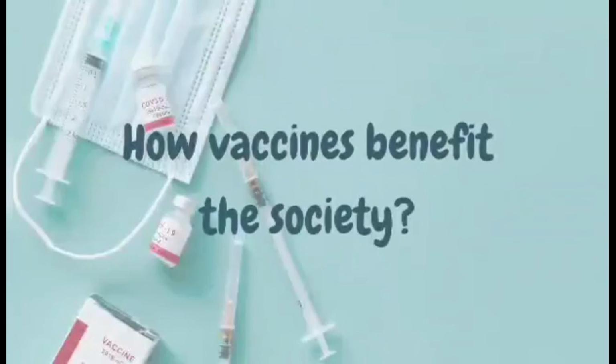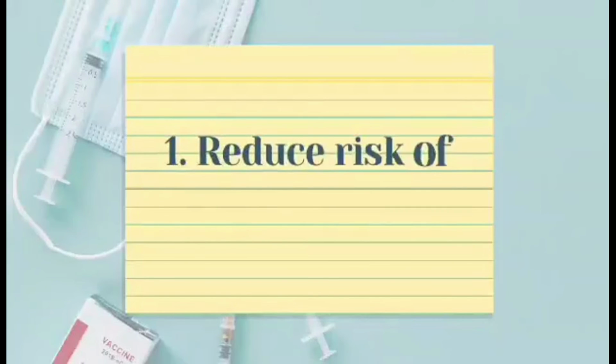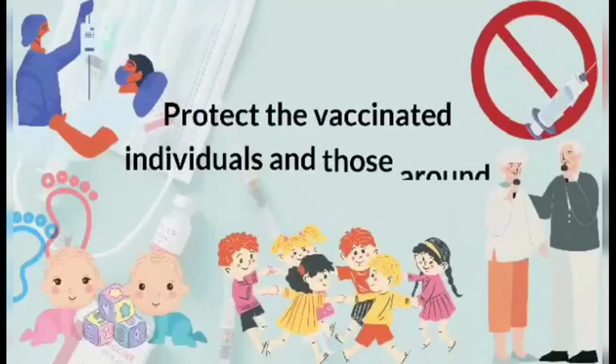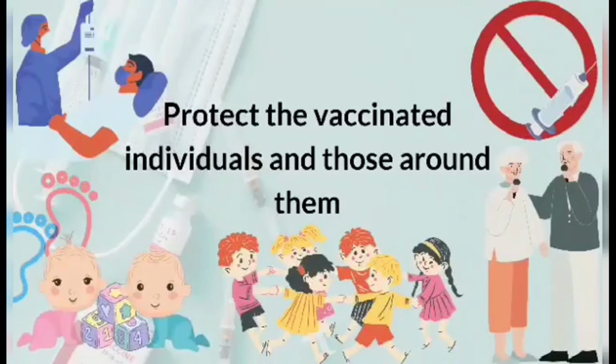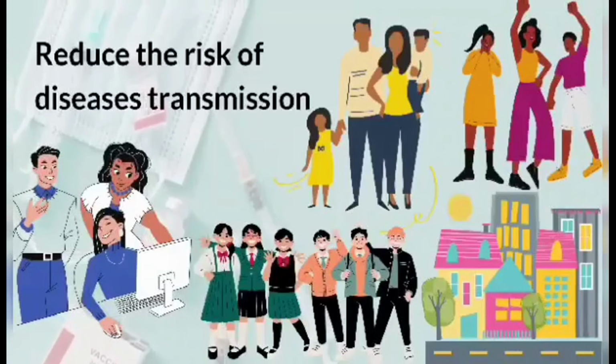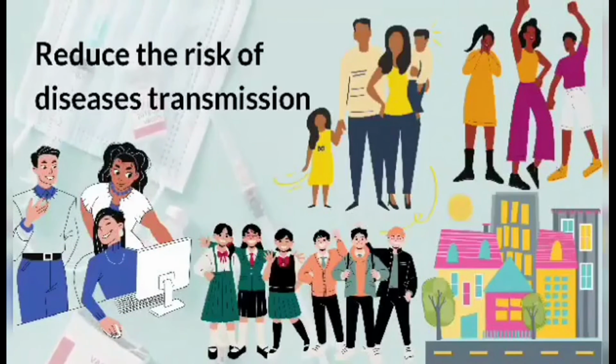See how vaccines benefit the society. Firstly, vaccines reduce the risk of diseases spreading. Vaccination protects the vaccinated individuals and those around them who are vulnerable to the diseases. This includes babies, children, the elderly, people with weak immune systems, and cancer patients, lowering the risk of disease transmission among family members, schoolmates or colleagues, and friends.